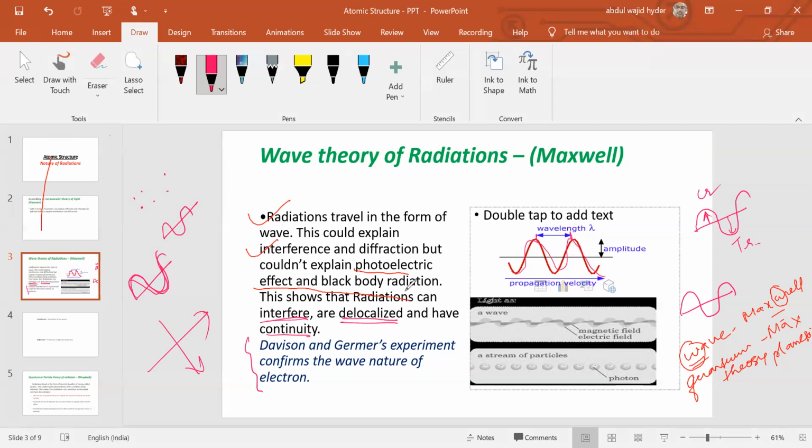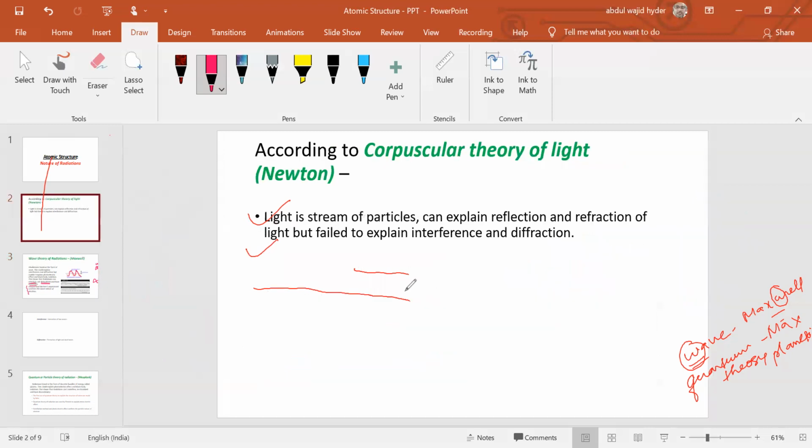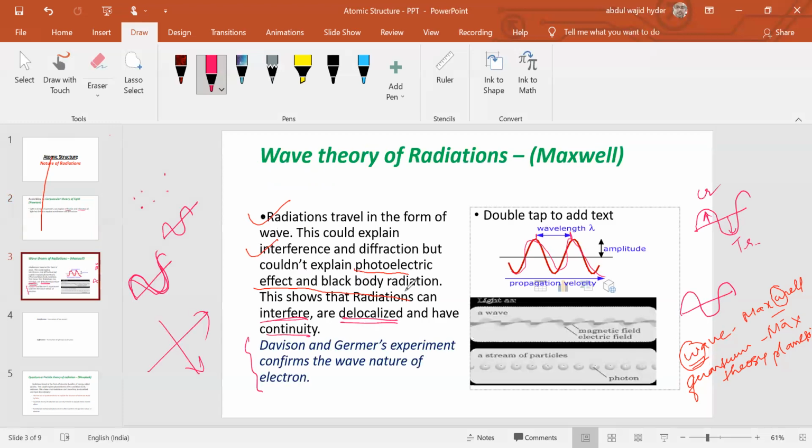As I told you in the beginning, the corpuscular theory can explain reflection and refraction, but could not explain interference and diffraction. So you gave the next theory, that is the wave theory of radiation, according to which diffraction and interference could be explained, but the photoelectric effect and black body radiation couldn't be. So Davisson and Germer's experiment confirms the wave nature of electron.